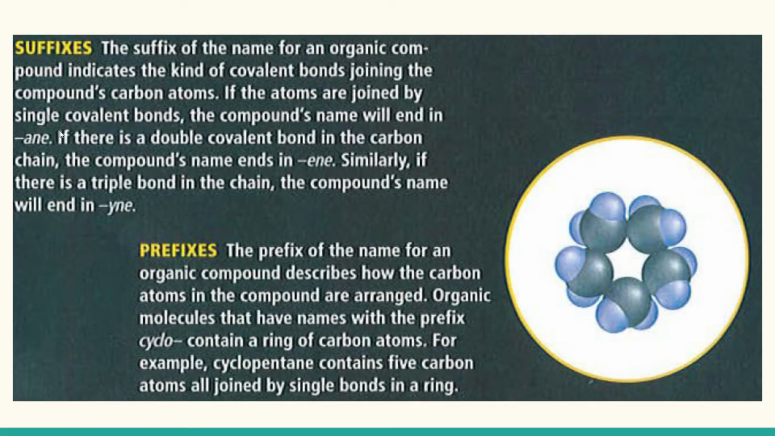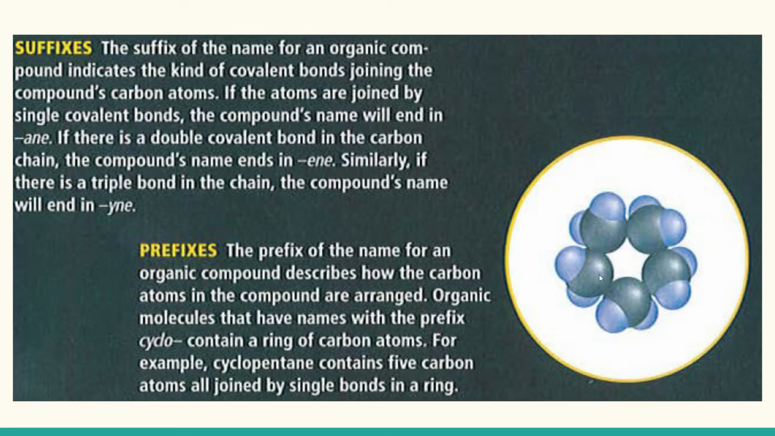We keep using the word ANE, right? That means that there is only single bonds. If we said something instead of propane, if we said propene, that means that there's at least 1 double bond. And if there's a triple bond, then we have YNE instead. So the suffix means something pretty important, whether it's only single bonds or double bonds or triple bonds.